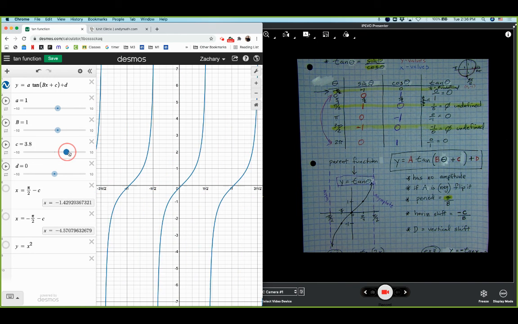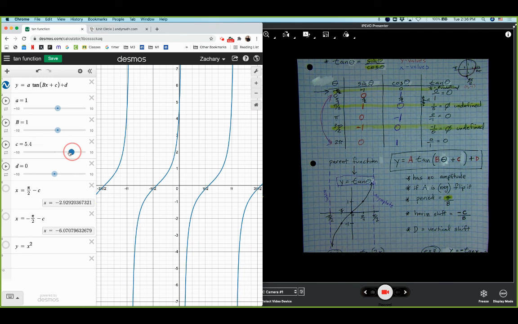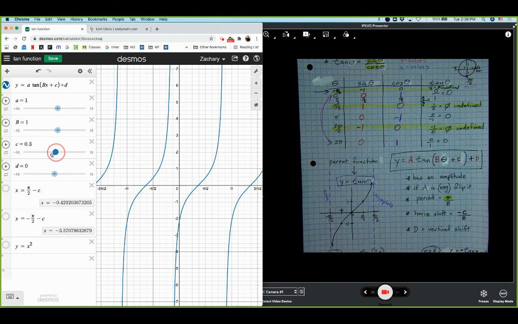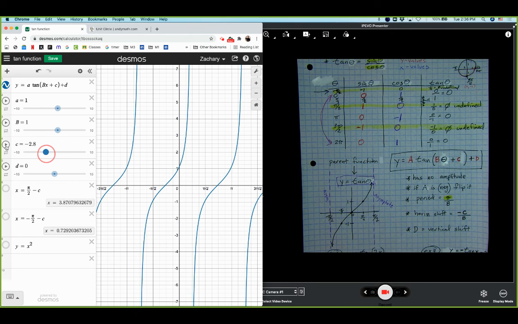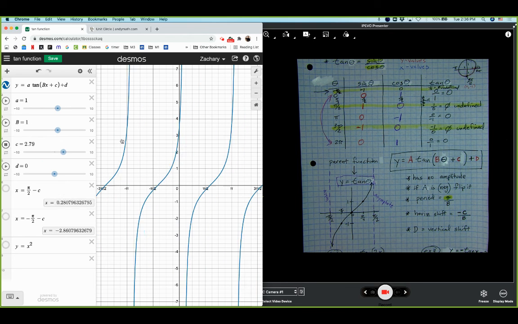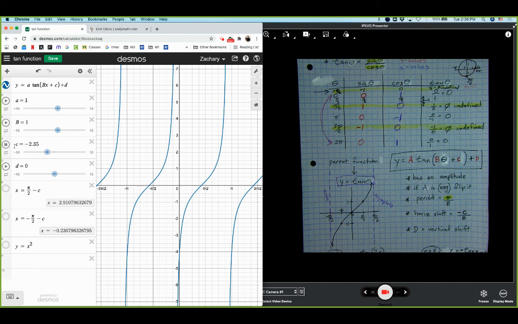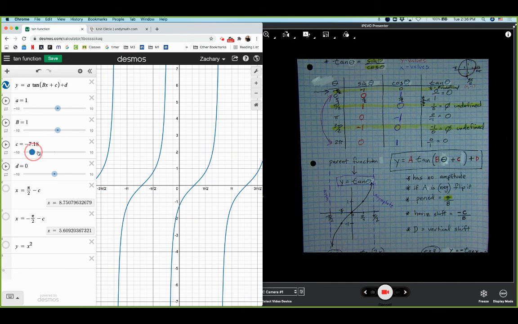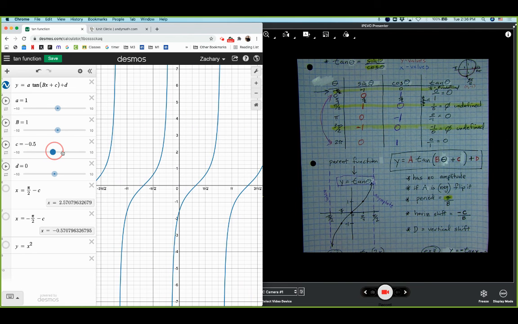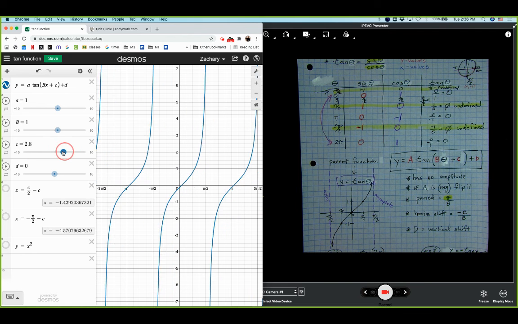Oh, you're getting sleepy. Move it this way. Right? All we're doing, I'll play it, all we're doing is moving it left to right. I'm getting dizzy, let's stop that. We're just moving it left to right. This is our horizontal shift.